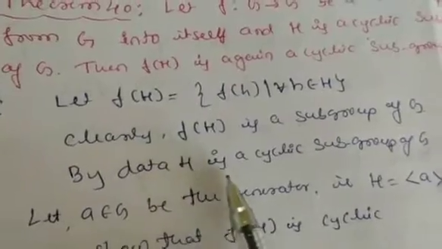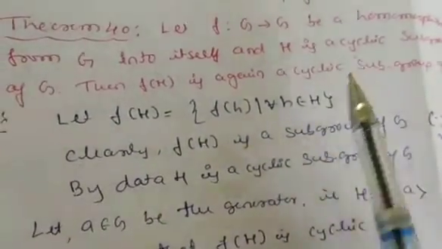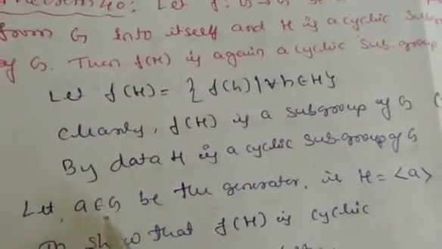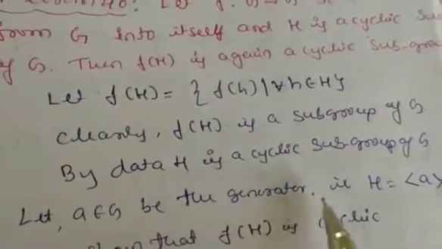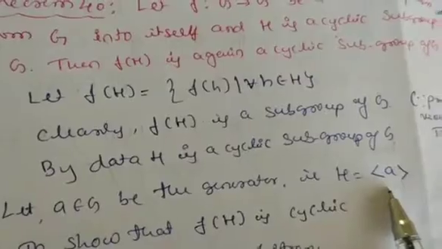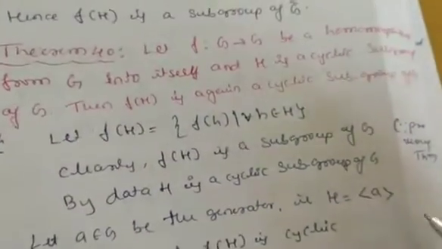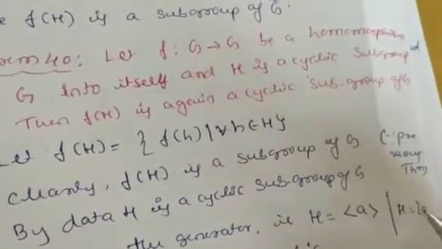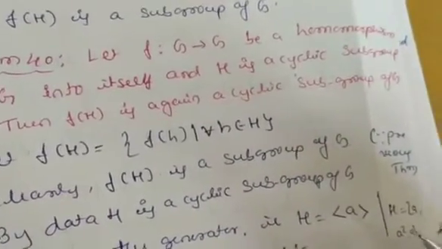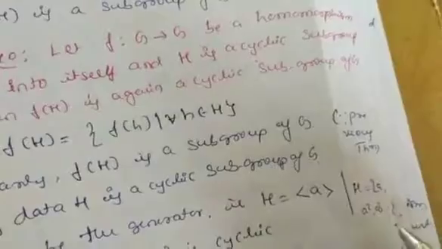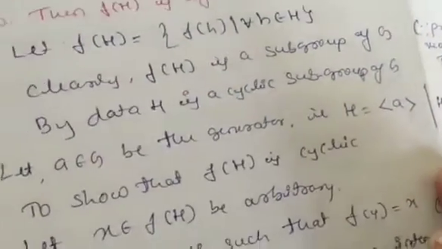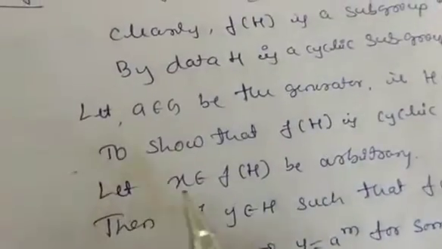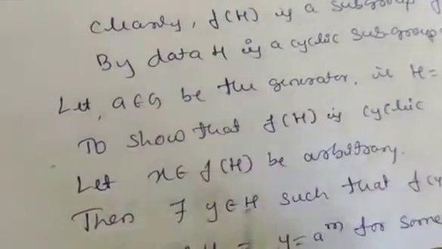By data, H is a cyclic subgroup of G. It is given here, which means it is generated by some element. Let a belong to G be a generator, that is H is a cyclic group generated by a. This we know, the definition of cyclic group generated by a means the elements are in the form of a, a square, a cube, etc. So generated by a means it is in this form here. Now to show that f of H is cyclic, let us take x belongs to f of H be arbitrary.